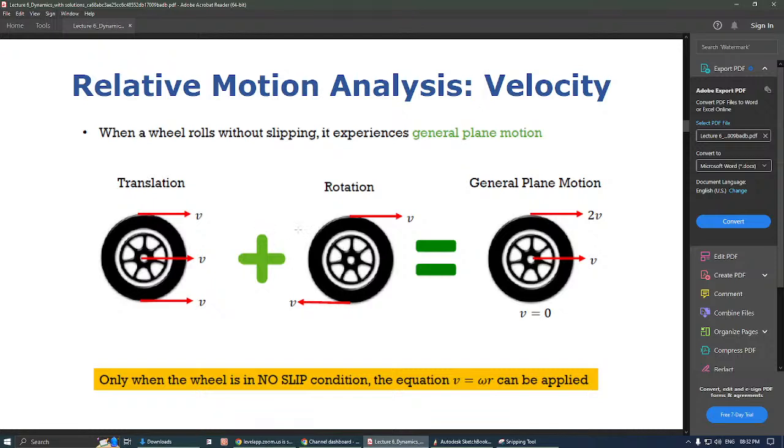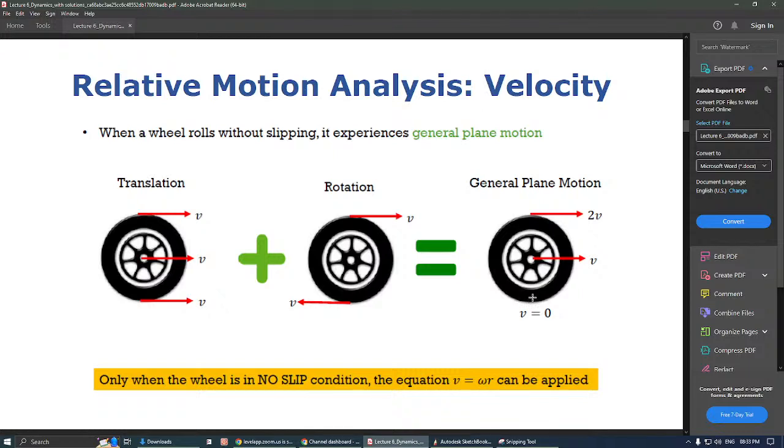Every part of the wheel is going forward, going straight. It's translation. And here, what's happening? There is no translation, it's rotating. The upper point is moving to the right side, the lower point is moving to the left side. So when we add these two motions together, we get the total motion. That is the rolling of the wheel. When the wheel rolls, the velocity at the bottom is 0 because it is in contact with the ground.